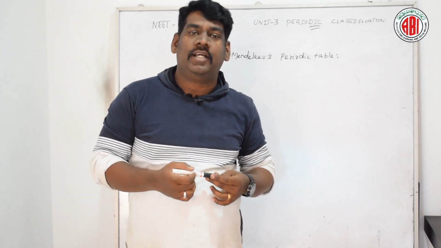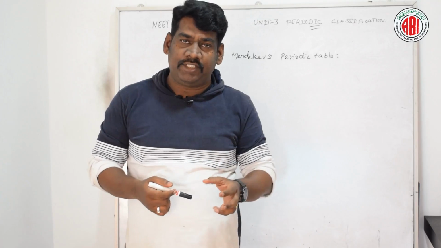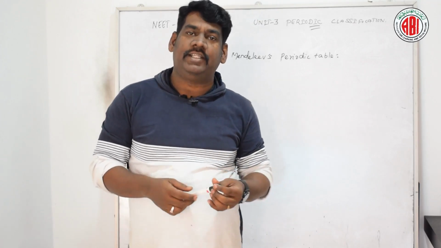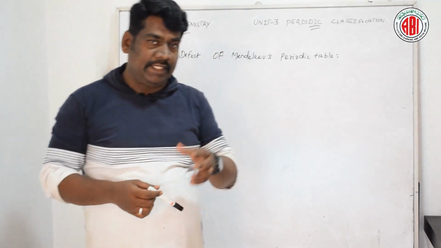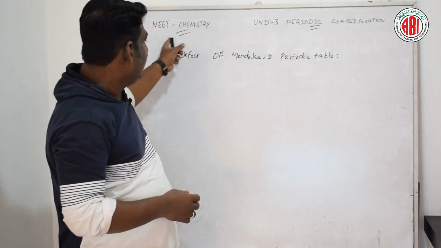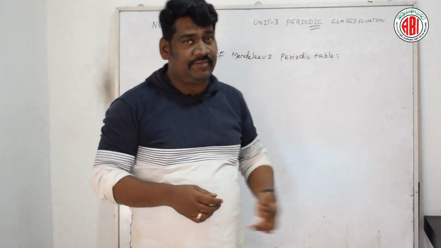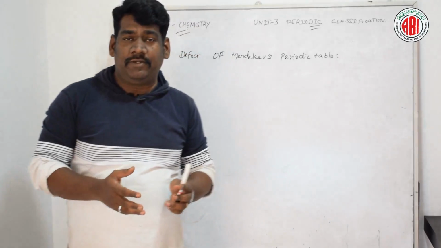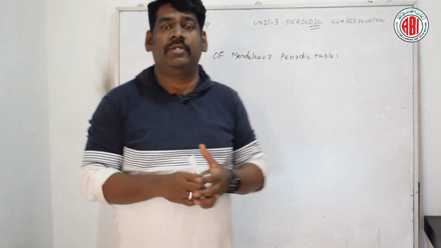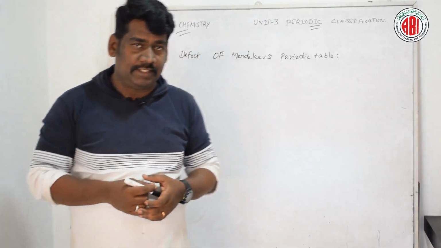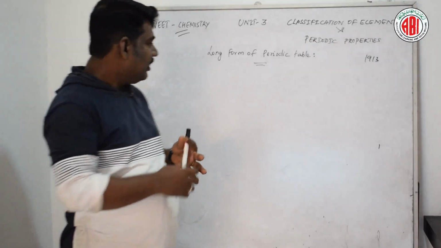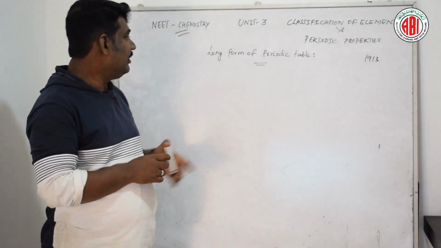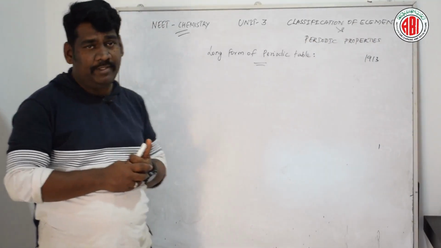Based on that, we are discussing NEET chemistry and NEET biology in detail, chapter by chapter. In that category, today we are going to discuss NEET chemistry Unit 3, periodic classification. From this unit, we are going to discuss a few important topics. Let's start. Now, let us talk about the characteristic features of the long form of the periodic table.